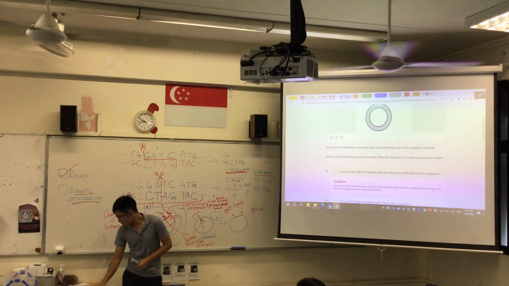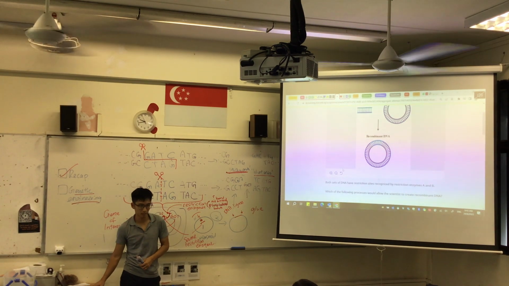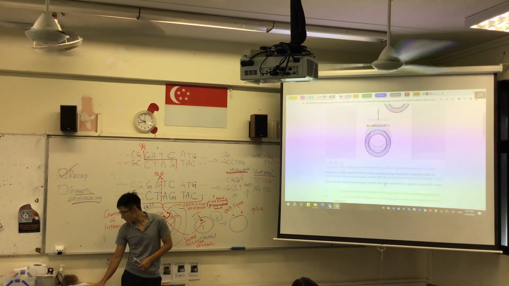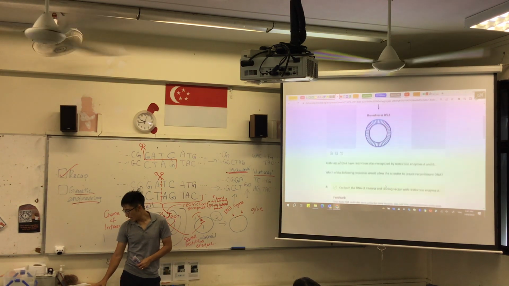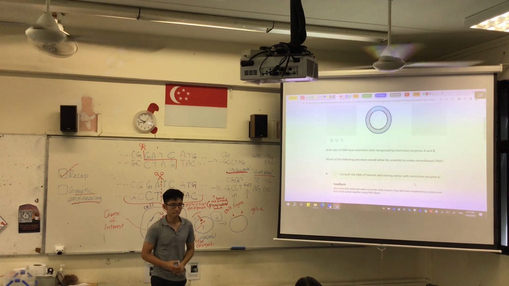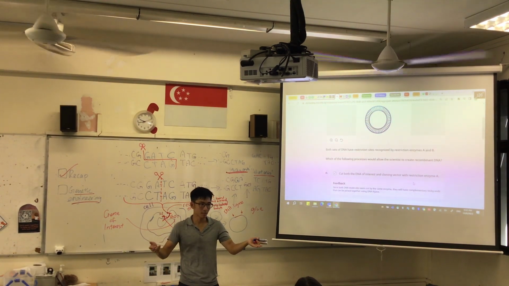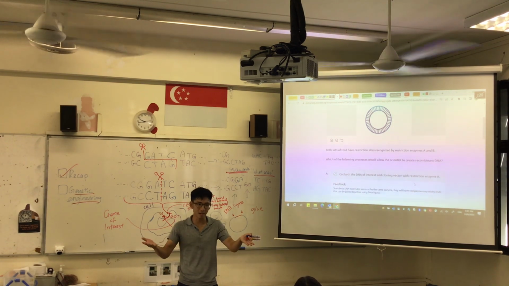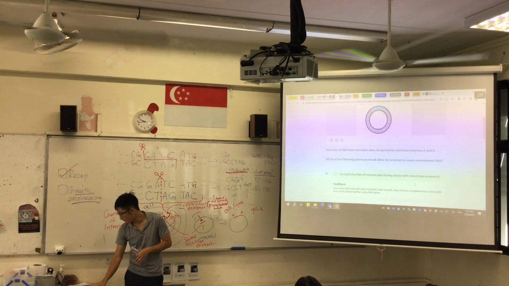Okay, so which of the following processes will allow the scientist to create this? So A, cut both the DNA of interest and the cloning vector with restriction enzyme A. That's possible. If you cut both with the same restriction enzyme, they will have the same kind of stickiness, so they will definitely be able to join with each other. So no problem with that.